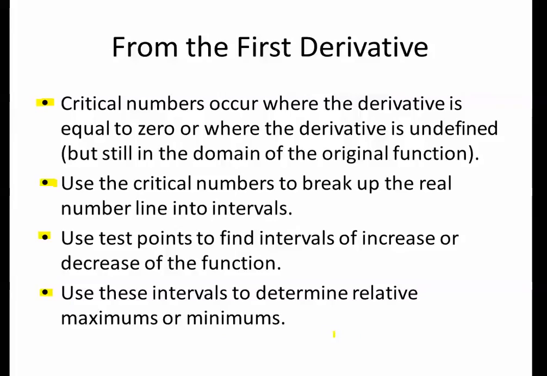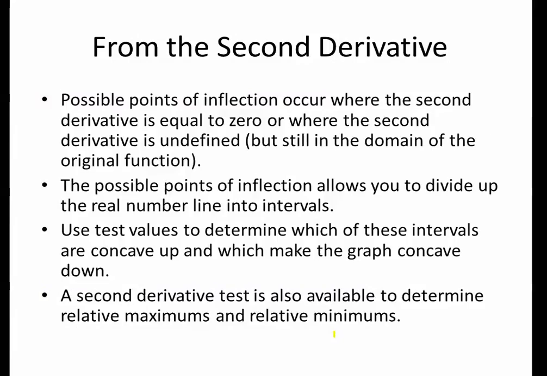From the second derivative, we find possible points of inflection that occur where the second derivative is equal to 0 or the second derivative is undefined. Once again, these points still have to be in the domain of the original function, even if they're undefined in the second derivative. Possible points of inflection are very similar to critical numbers associated with the first derivative. The possible points of inflection allow us to divide up the real number line into intervals.